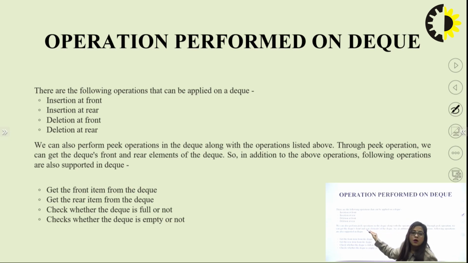Except for these, we use some other operations also: if you want to get the front item from the DQ, get the rear item from the DQ, and check whether the DQ is full or not, that is, the overflow condition and the underflow condition.